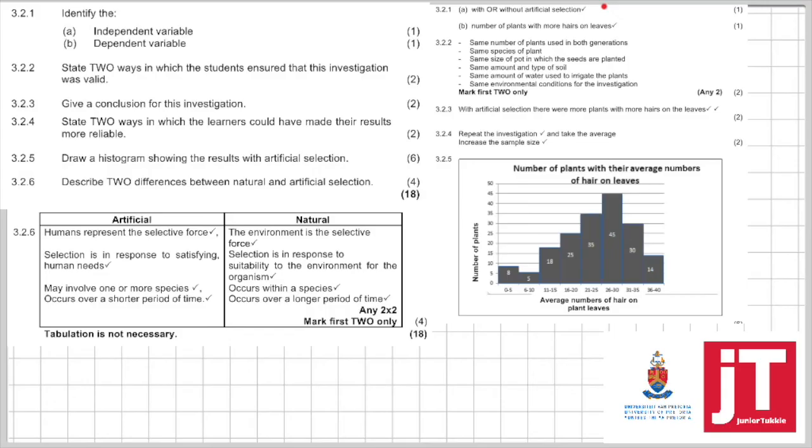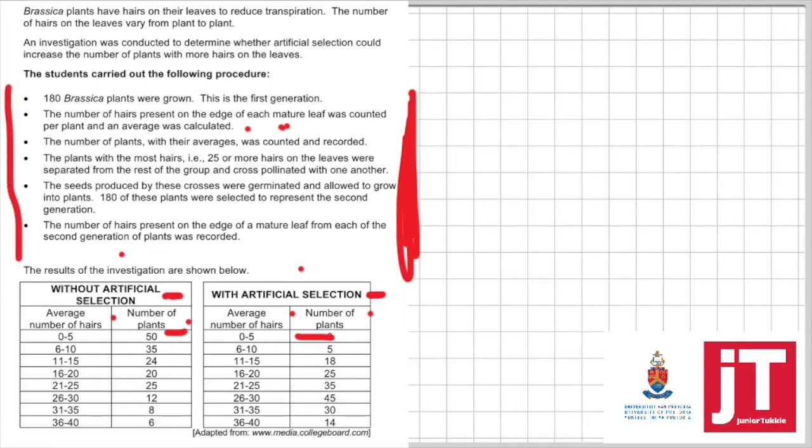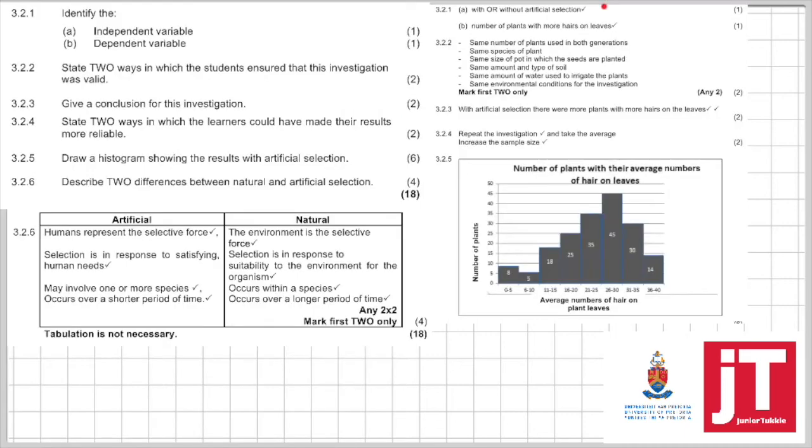Okay, 3.2.2. State 2 ways in which the learners ensured that the investigation was valid. Do you take this from the passage here? Because it said ensured. So they used the same number of plants in both generations. It was the same species of plants, same size of pot in which the seed was planted, same amount and type of soil, same amount of water was used to irrigate the plants, and same environmental conditions for the investigation.